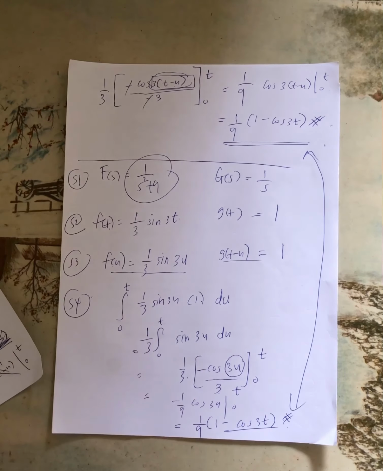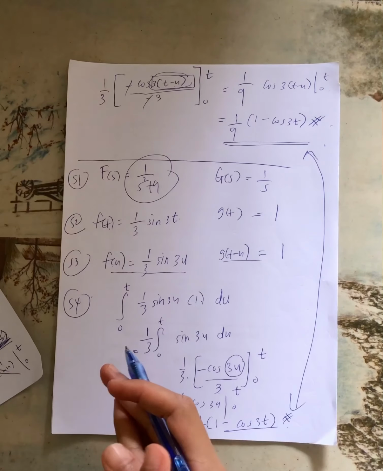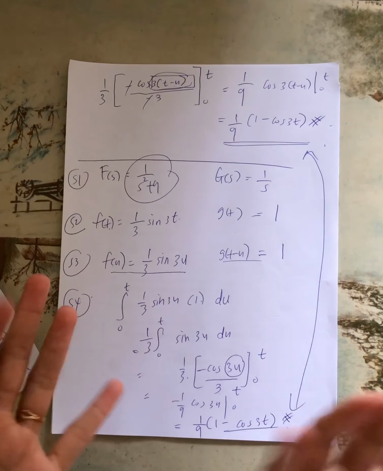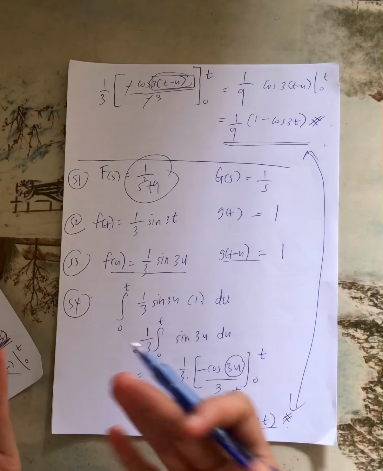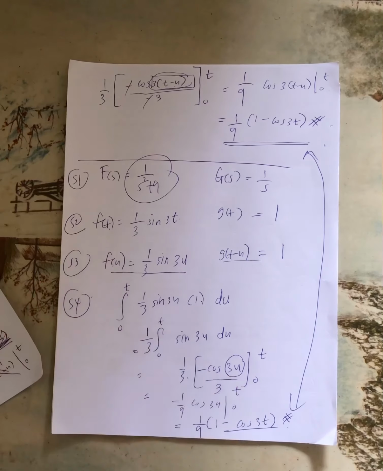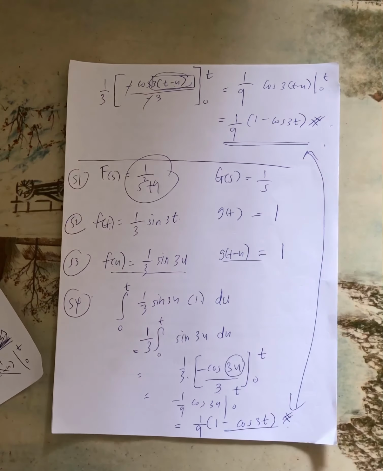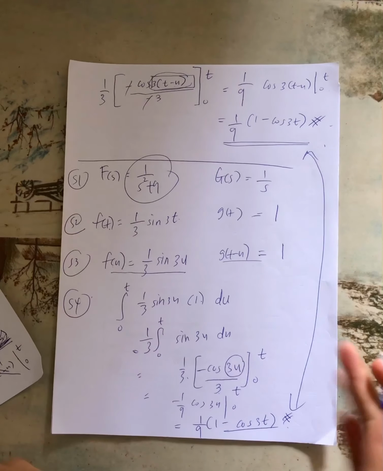Alright, so this is all about inverse. You have two types. Type 1 is the simple or direct one, where you just use the table to get the answer. The second type is where your function is a multiplication of two functions. When you involve two, you need to solve by using convolution. And here are the steps for the convolution theorem.